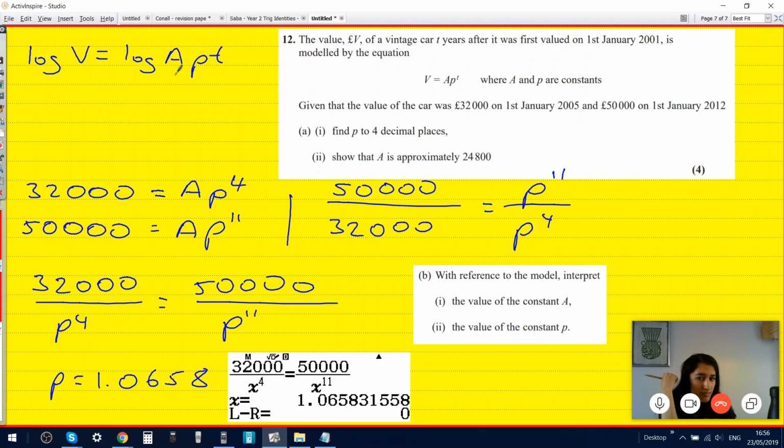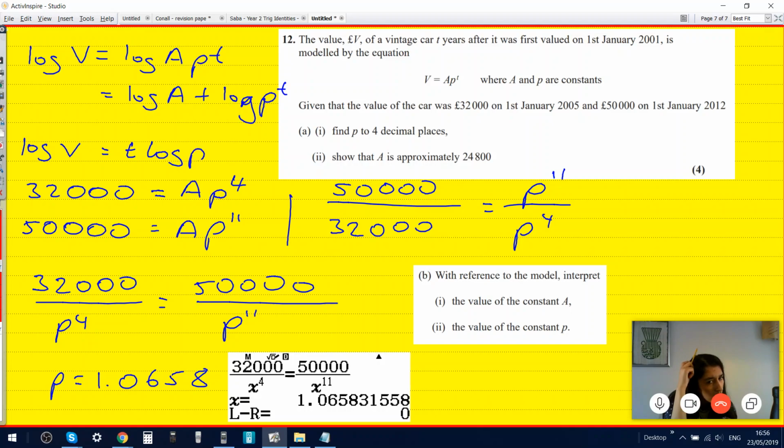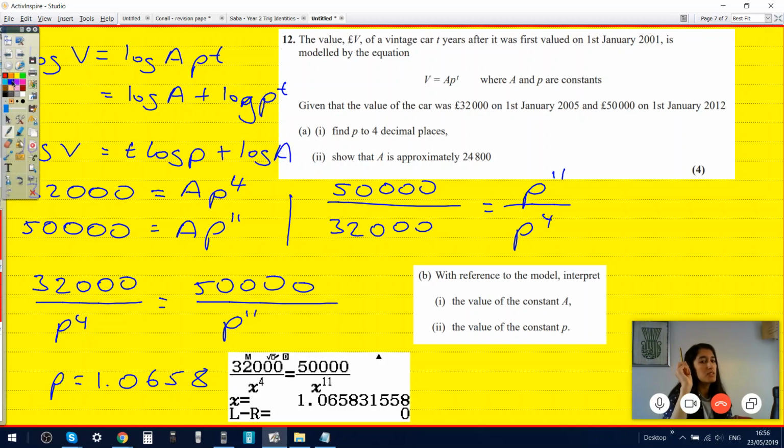So if you take logs of both sides, that's the same as log A plus log P to the T. And so that equals log A plus T log P. And I'm just going to swap them around. Y equals mx plus c.